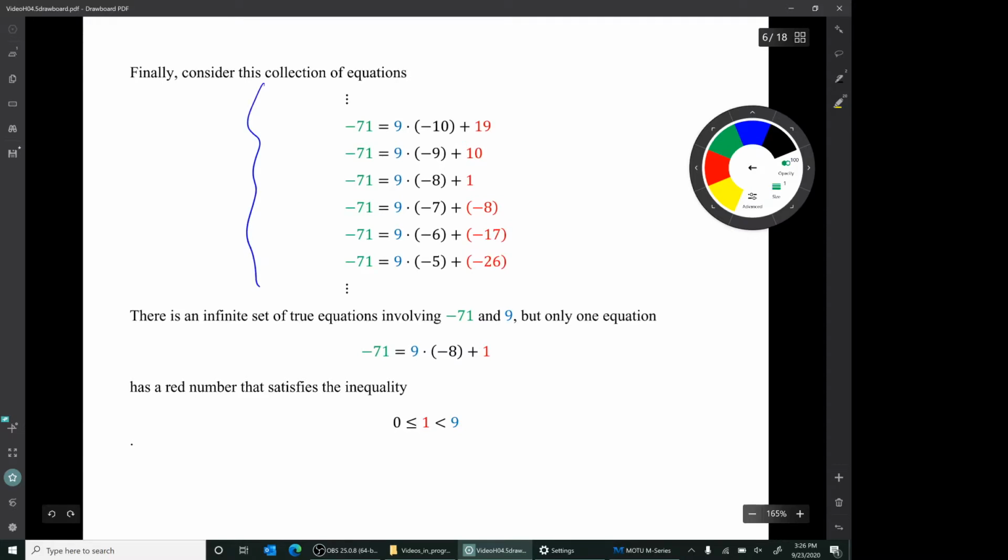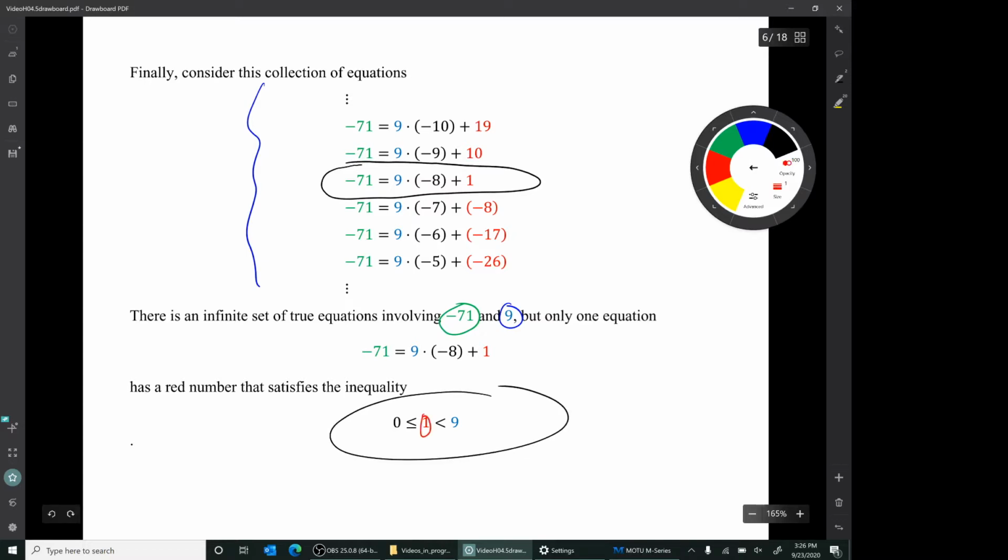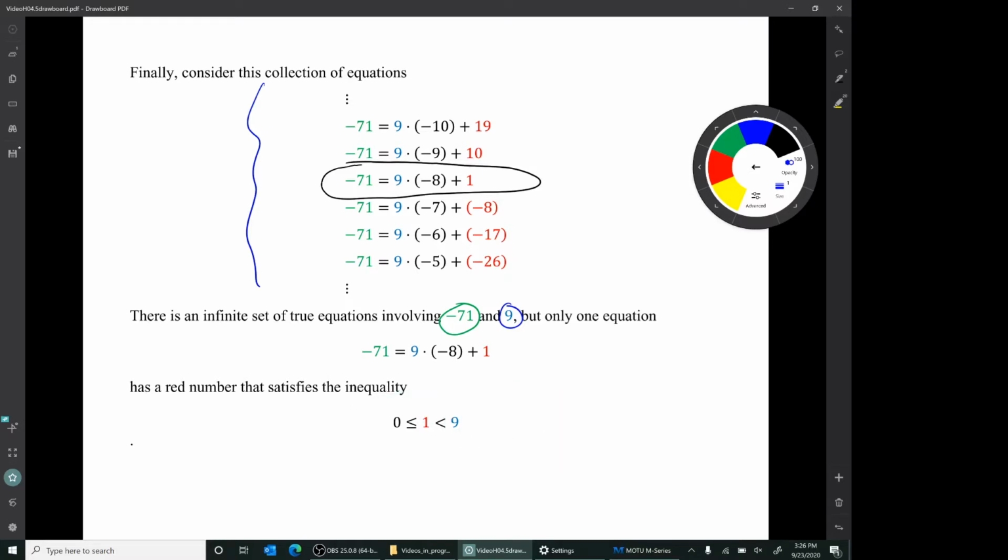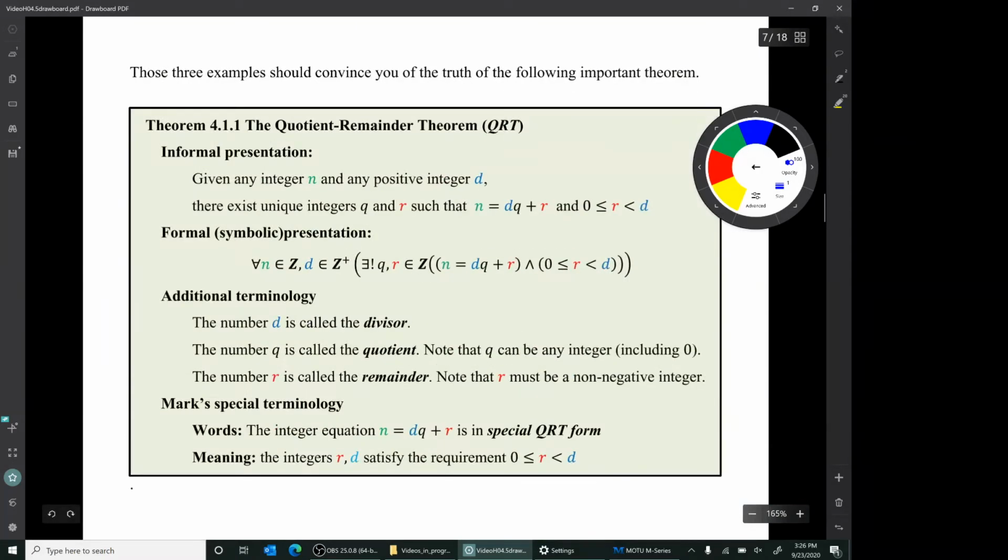In this set, the green number is a negative number, negative 71. The blue number is still the blue number 9. Now these equations are all true, but only one of them, that one, satisfies this inequality. The red number, which in this case is the number 1, is greater than or equal to 0 and less than the blue number, which in this case is the number 9. So these three sets of equations and our observations about the special one in each set should convince you that the following theorem, the quotient remainder theorem, is true.